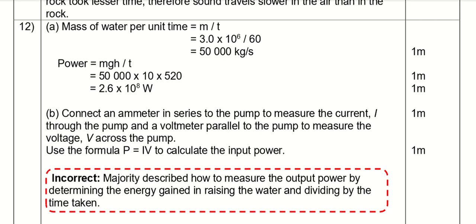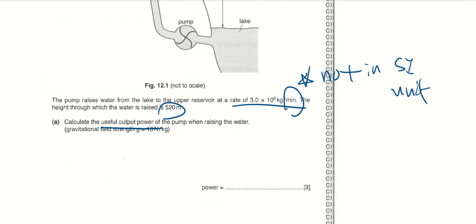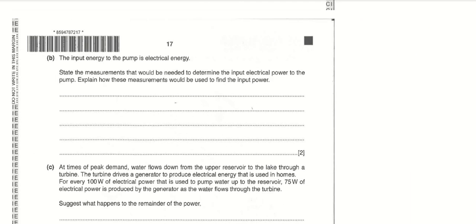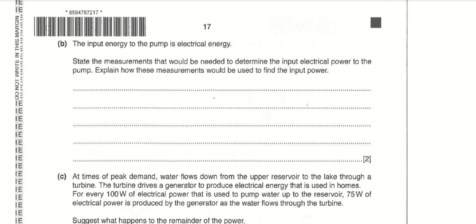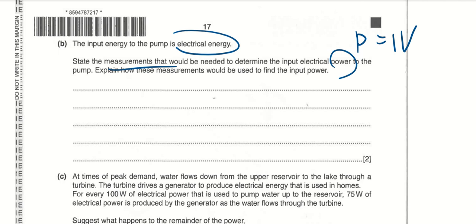Shall we look at 12B? Input energy to the pump is electrical energy. State the measurement that will be needed to measure the power. Now, power, what formula? IV, right? Because now we switch to electrical. Just now was mgh. Now we switch to electrical energy. So we need I and V. And how do we measure I and V?